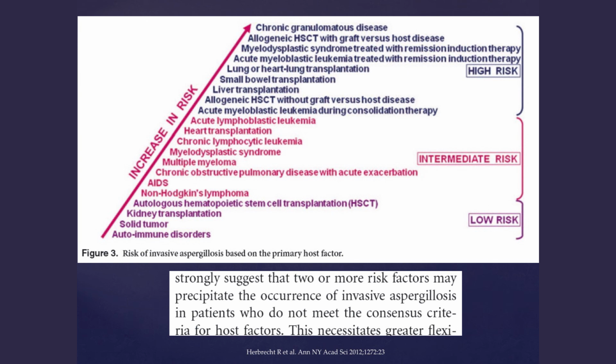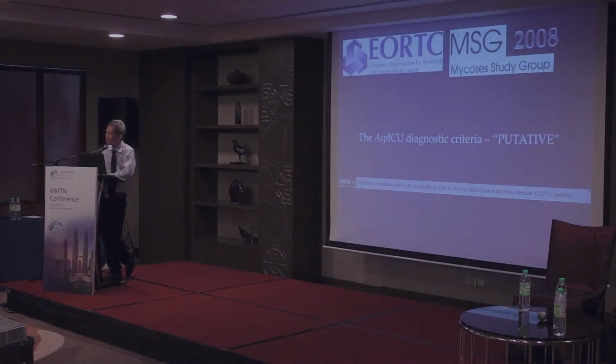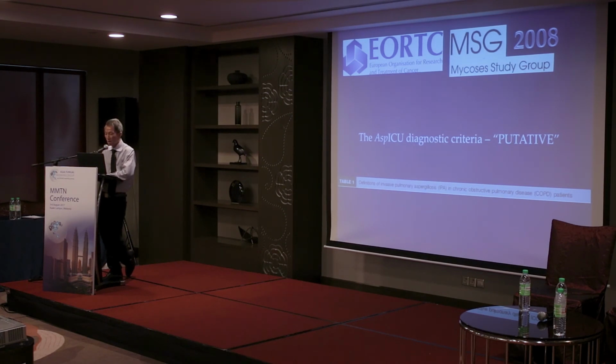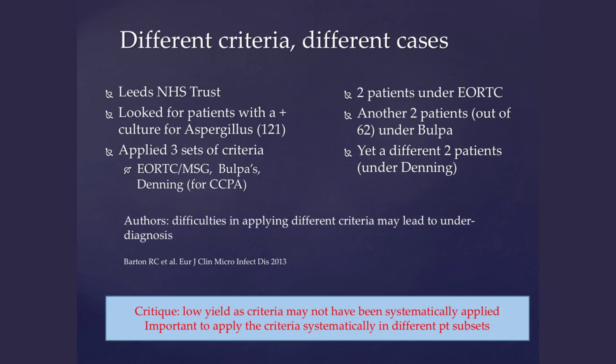Now you will think that there are really so many criteria to remember. There's the EORTC criteria, there's the putative criteria from the ASP-ICU group, there's the BULPA criteria for COPD. But if you use different criteria, you will get different cases. And that's not a weakness. That, to me, is a plus point. It's just that the clinician has to use his brains more when looking at all these different types of patients. So whether you are in the ICU or following people with COPD or dealing with these cirrhotic patients and their shrunken livers, always think Aspergillus.